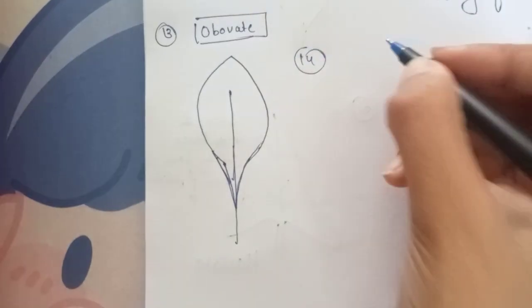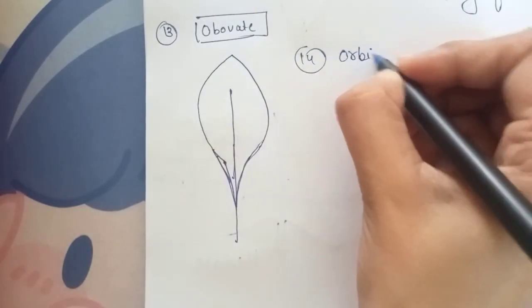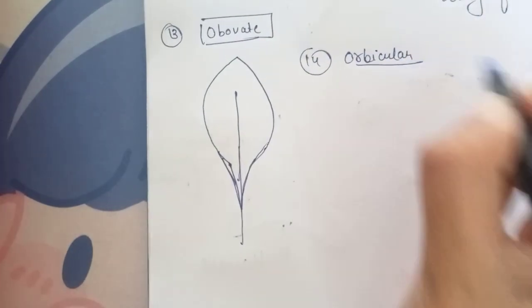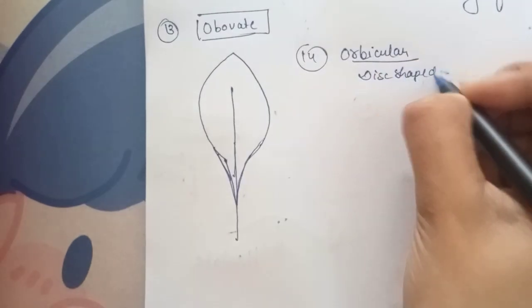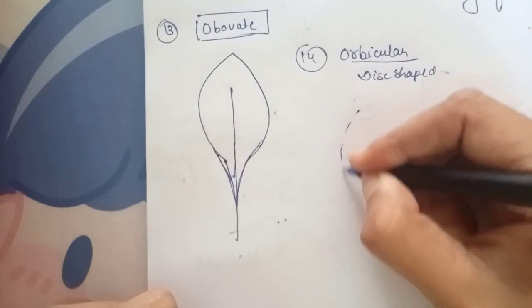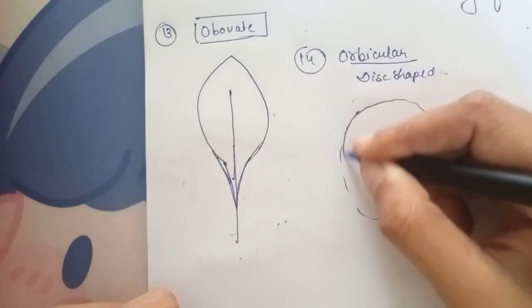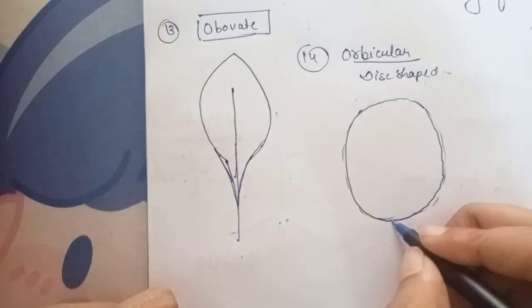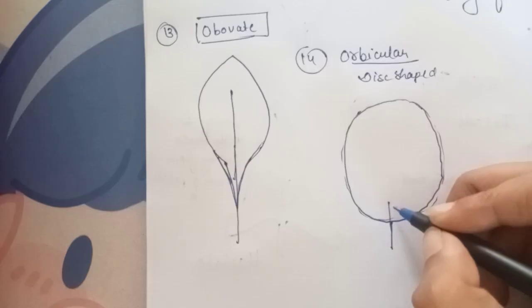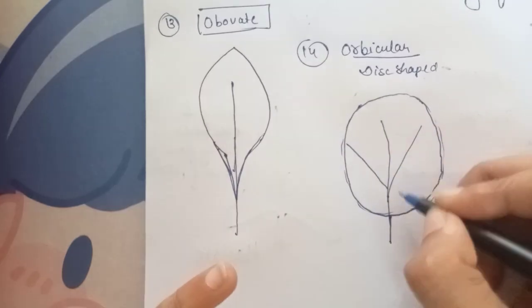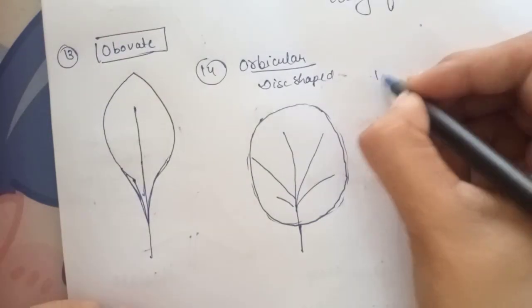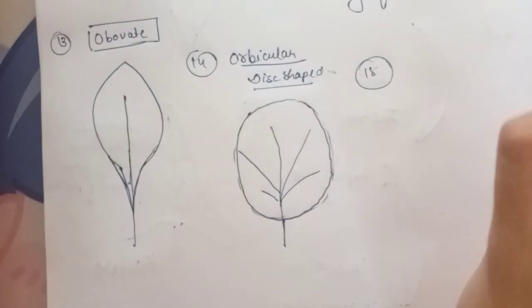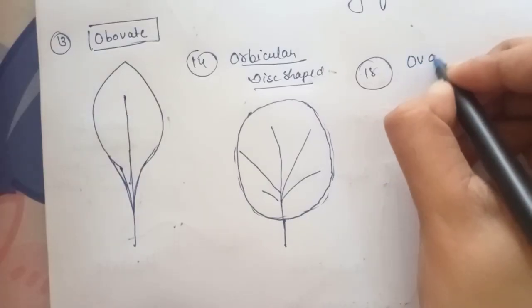The next shape is orbicular. As the word suggests, orbicular, it is disc shaped. It is more or less a round leaf. It can be dentate, it can have serrations. It is orbicular, as we see, disc shaped.